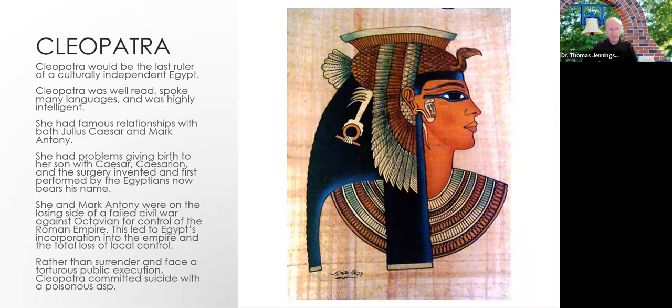Famously, she had problems giving birth to her son, Caesarion, by Caesar, and had to have surgery to have the baby removed. And this is where we get the Caesarean section today. This is the first recorded instance of the C-section surgery. The Egyptians knew how to do this procedure 2,000 years ago. Unfortunately, it would have been a horrific procedure at that time because they didn't know about sterilization.